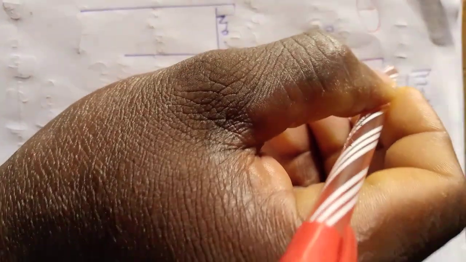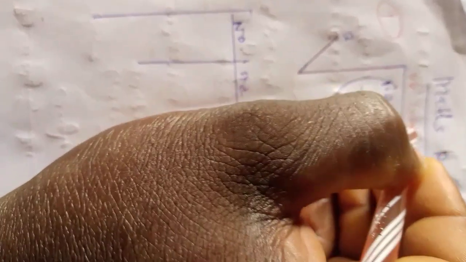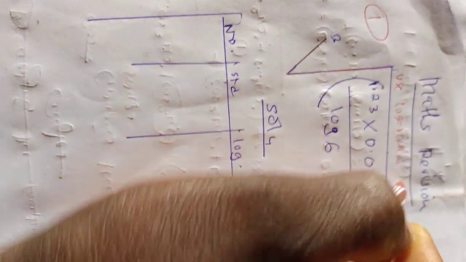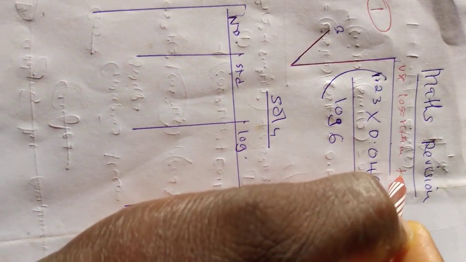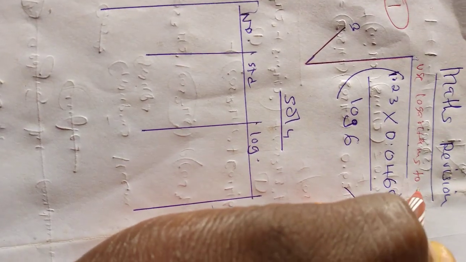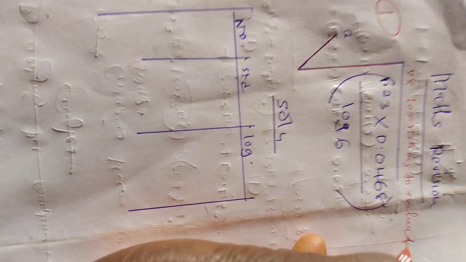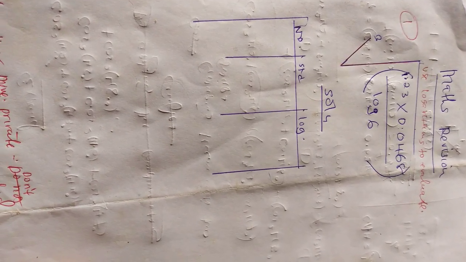Use logarithm to evaluate. So mostly this question carries 3 marks, sometimes 4 marks, and it is mostly common in paper 2. For the learners, this question is mostly in paper 2 mathematics.